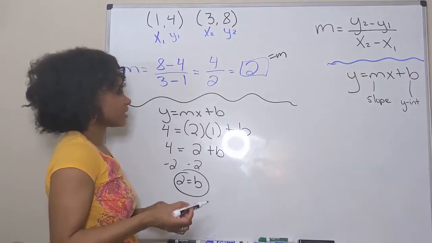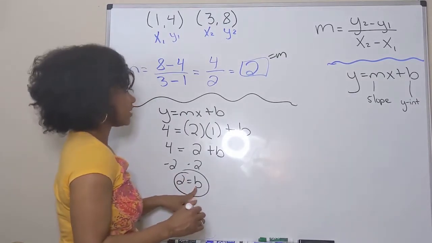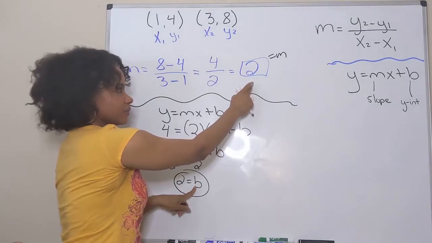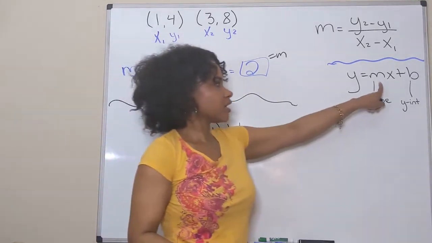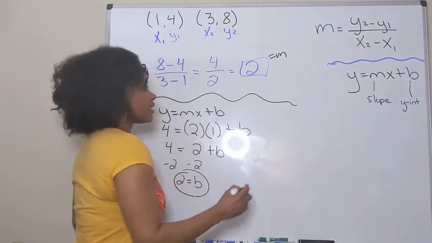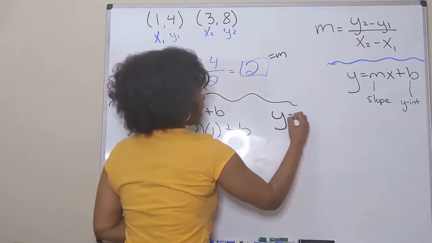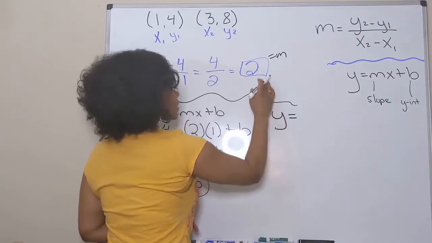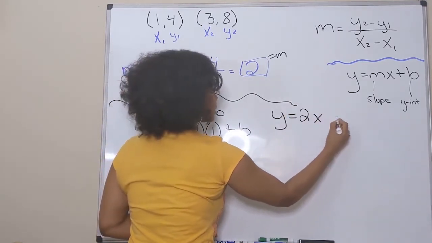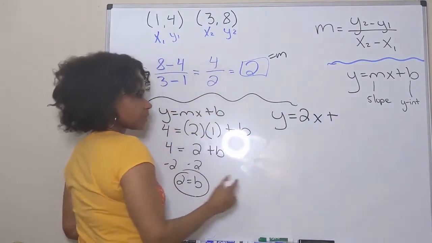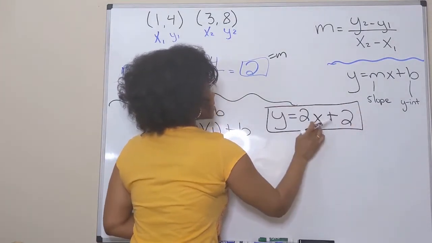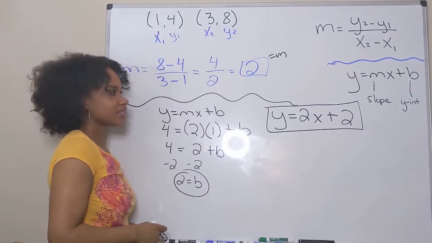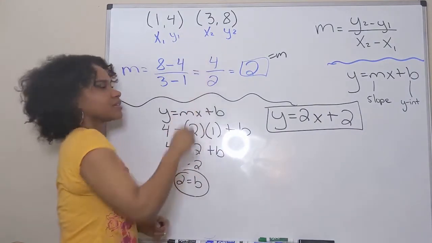It's just a coincidence. And so now I have my b and I have my m, which is my slope, and my y-intercept. So I simply take that information and plug it in. So my equation is y equals, my slope is 2, so 2x plus my b is 2. And so I've written that equation in slope-intercept form using these two ordered pairs.